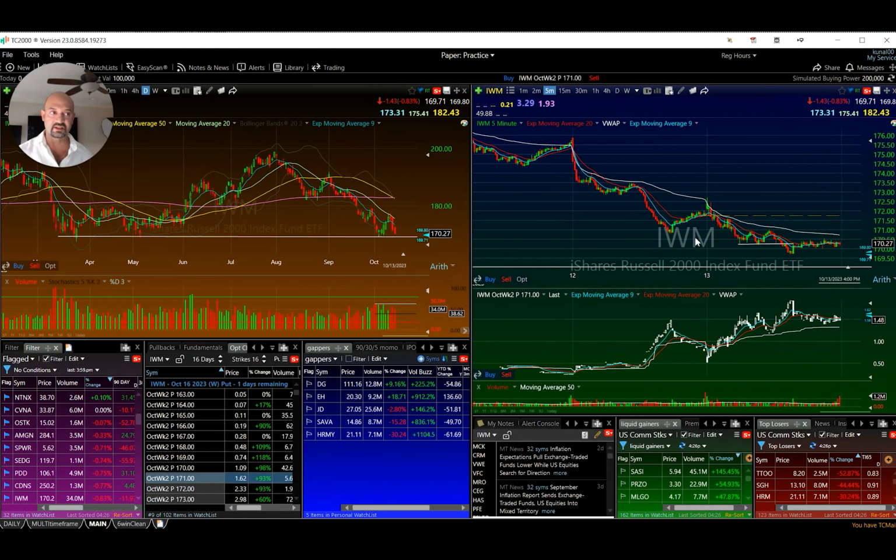Now, the reason I didn't do the QQQs is because look at the chart of IWM versus QQQs and look at the previous day. We have this extra range here. And so I know that if I take this type of trade, I'm going to get a lot more range.